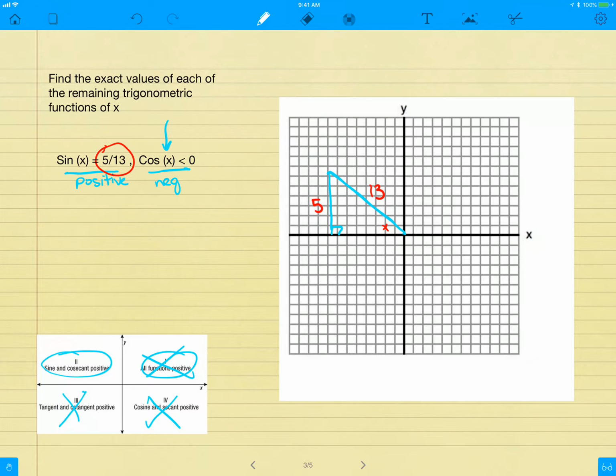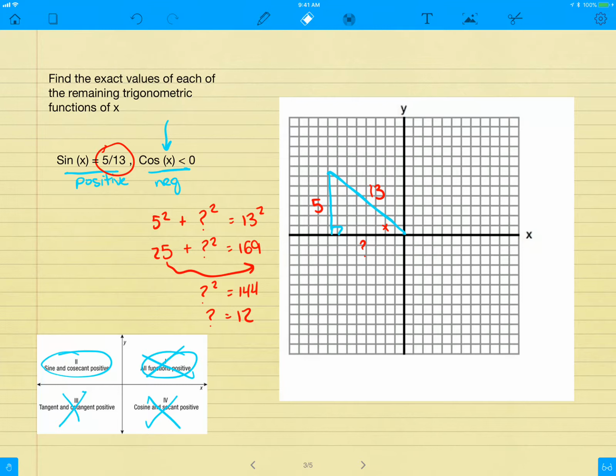Now, doing Pythagorean theorem here, this is the wall that I'm missing. So 5 squared plus whatever that question mark squared is equals 13 squared. So this is 25 plus the question mark squared equals 169. You subtract that over, you get 144, and you're absolutely right. The question mark is 12. So this length here is 12.